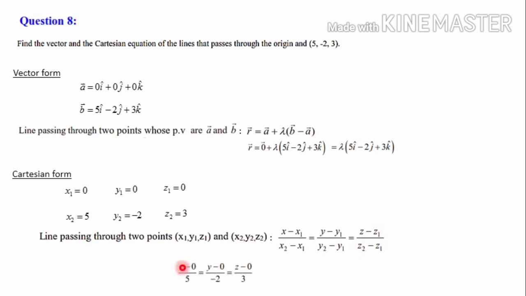When you substitute, x minus x1 where x1 is 0, y1 is 0, z1 is 0. So numerator x minus 0, y minus 0, z minus 0. x2 minus x1, that is 5 minus 0 is 5. y2 minus y1, minus 2 minus 0 is minus 2. z2 minus z1, that is 3 minus 0 is 3. With a little calculation we get x by 5 equal to y by minus 2 equal to z by 3. That is the Cartesian form of the equation. Move on to question number 9.